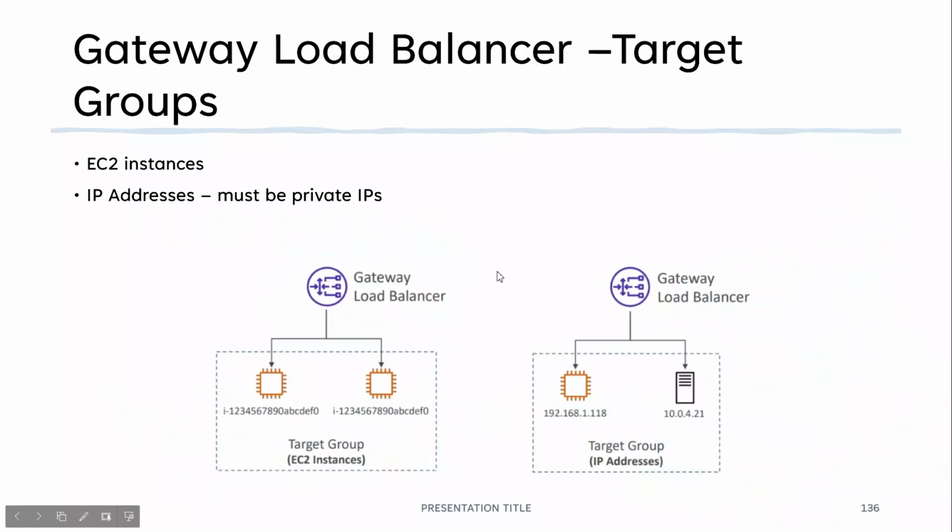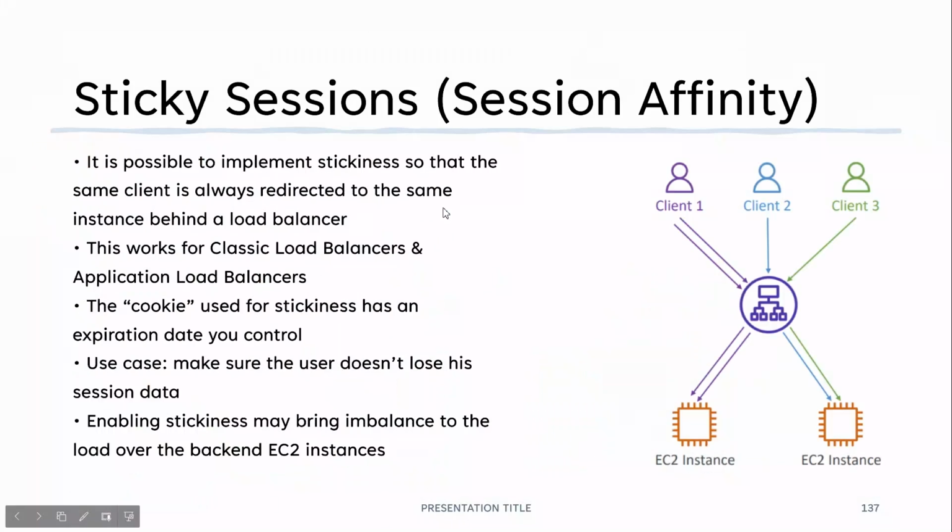Gateway load balancer target groups can be EC2 instances, can be IP addresses. Here it is a little bit different. The target groups can be only EC2 instances or only IP addresses. You cannot go with ALBs or NLBs as target groups. Okay, or you cannot go for other stuff. So remember that. Now let us talk about sticky sessions or session affinity.